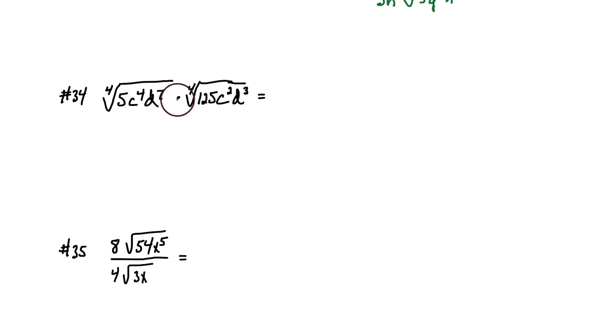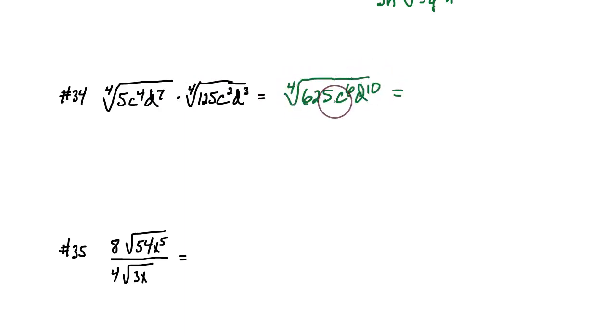Number 34, another timesing problem. So let's multiply inside those radicals. 5 times 125 is 625. C to the 4th times c squared is c to the 6. D to the 7 times d to the 3rd is d to the 10.